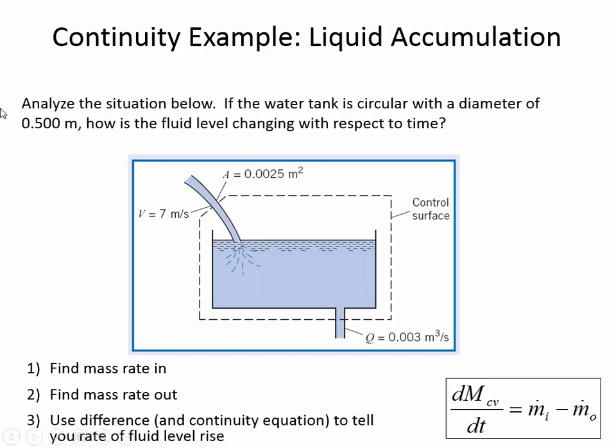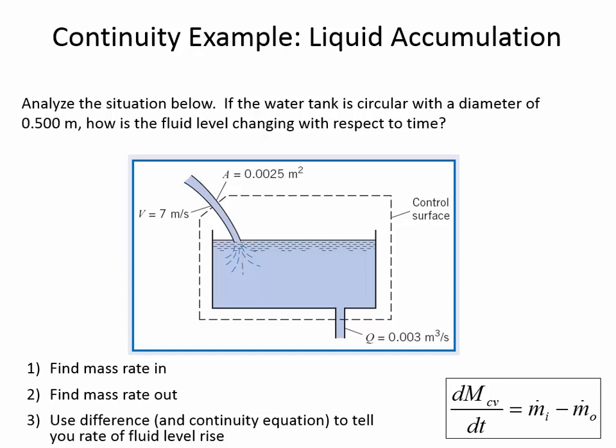So if you have meters squared and you also know meters per second, multiply them together and you'll have cubic meters per second. So that gives us the volumetric flow rate, which then we multiply by the density. It's 17.5 kilograms of water per second that's going in through the control surface.